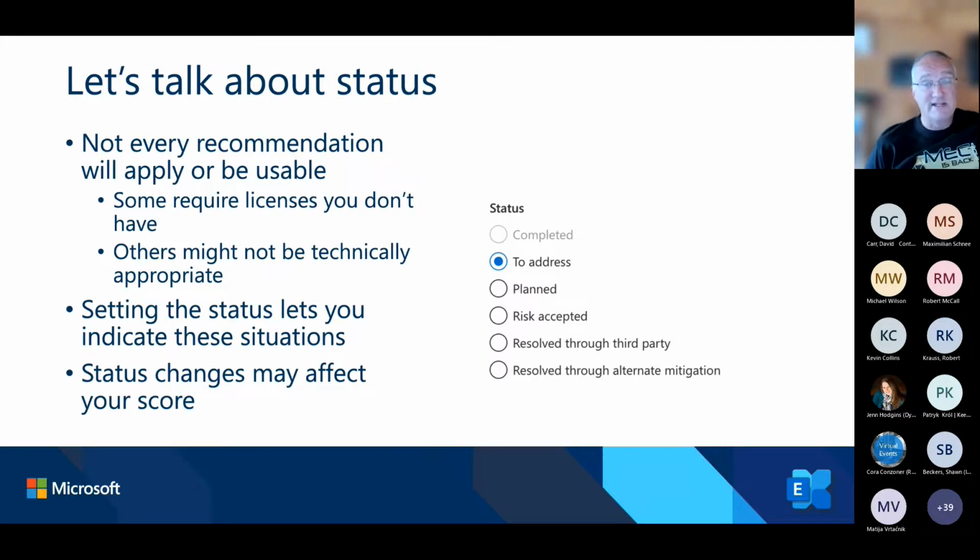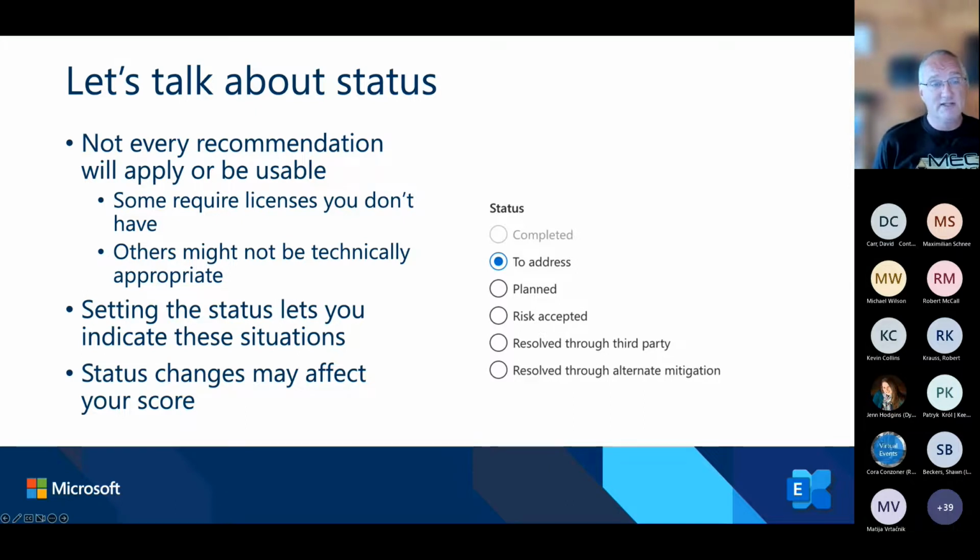So I mentioned before that status is a multi-valued choice. It's not just done or not done. There may be portions of the improvement actions that you can't satisfy because you don't have the right licenses, or perhaps because your environment doesn't support it, or perhaps because Microsoft is scoring a capability that you get through a third party, right? You still need a way to tell the scoring engine and tell the system, okay, you don't need to worry about this.